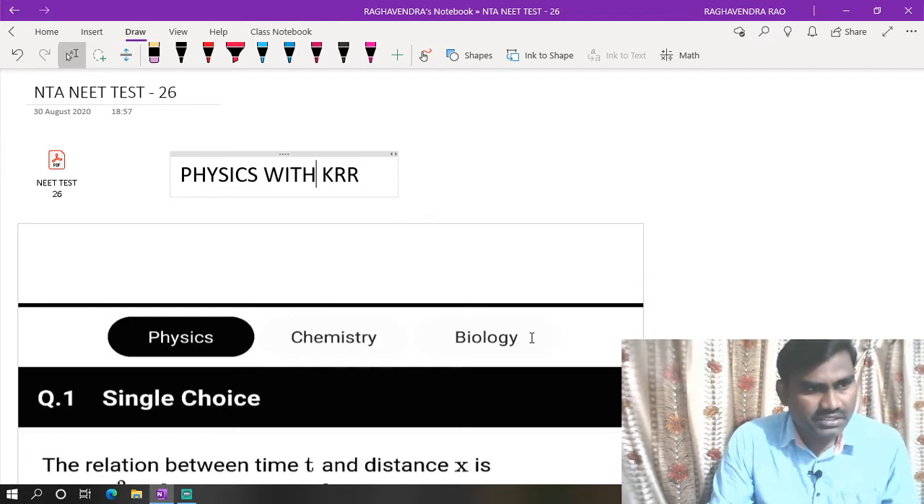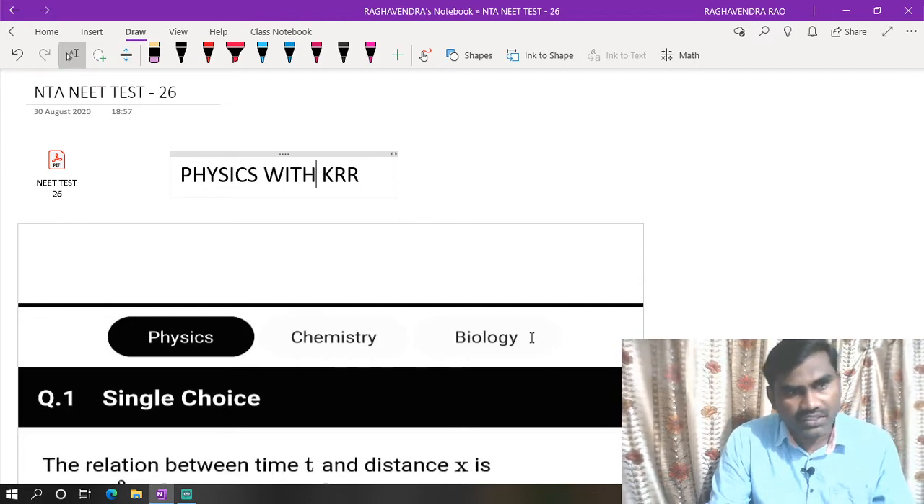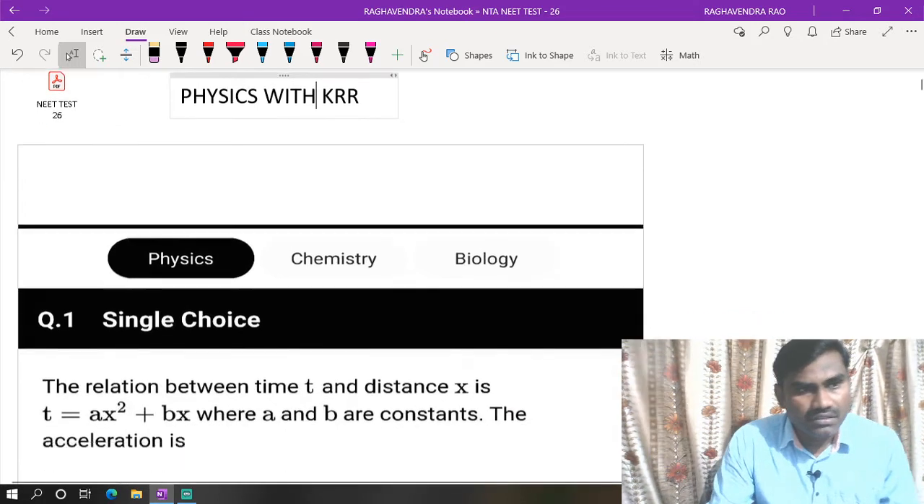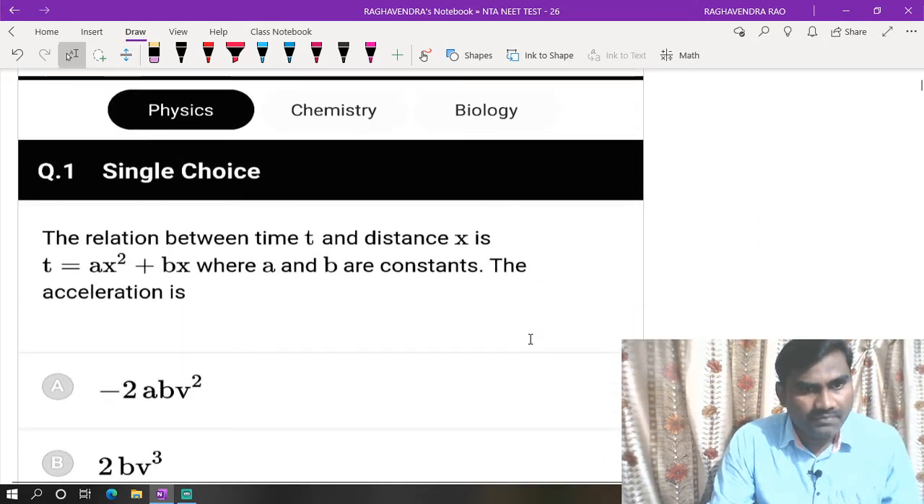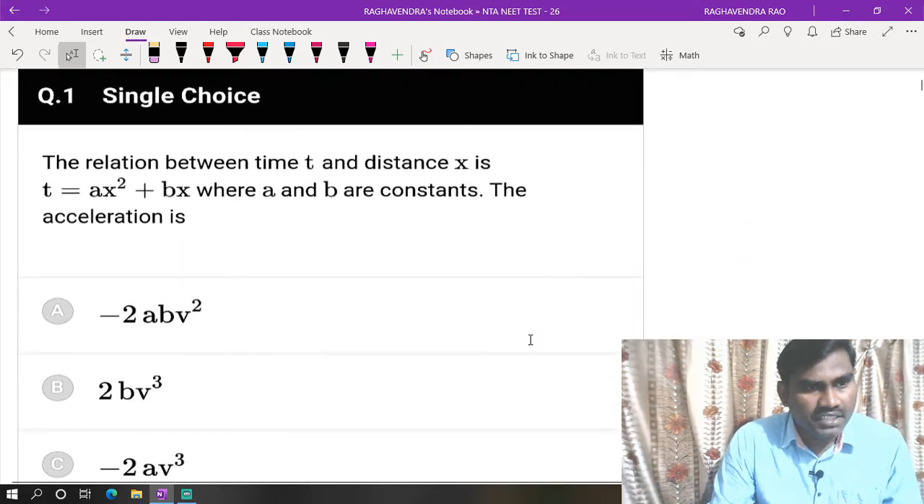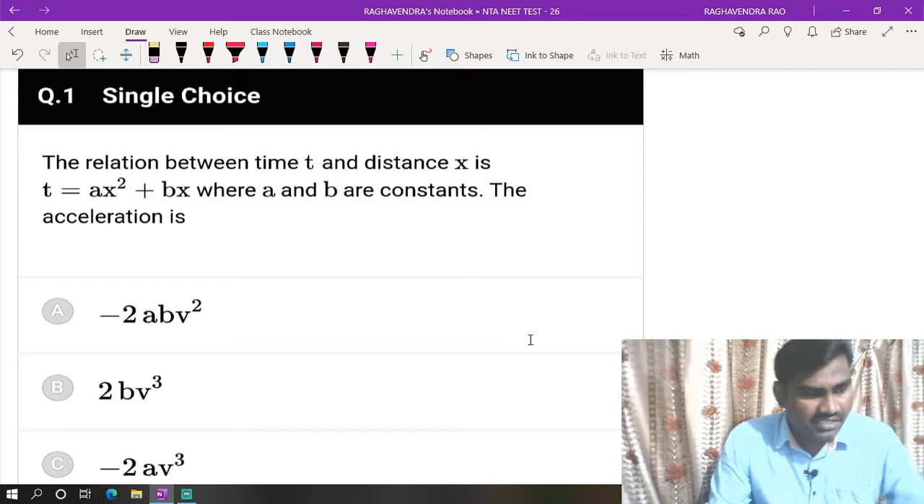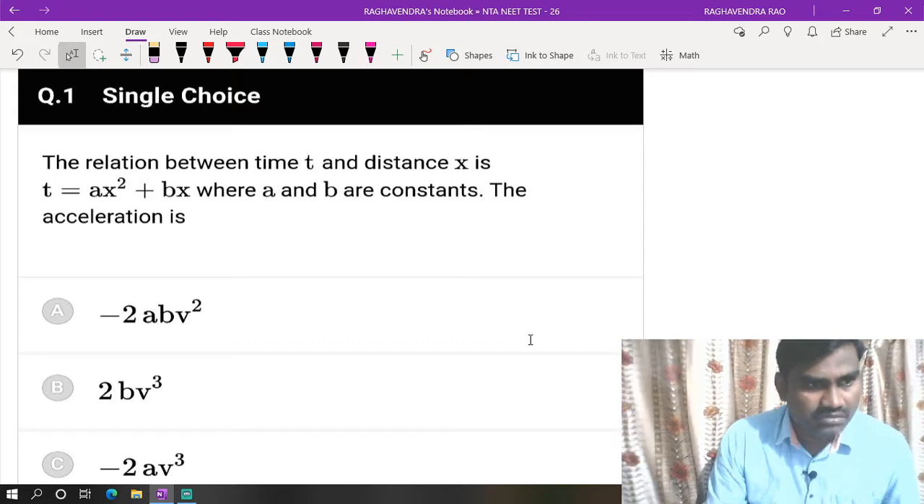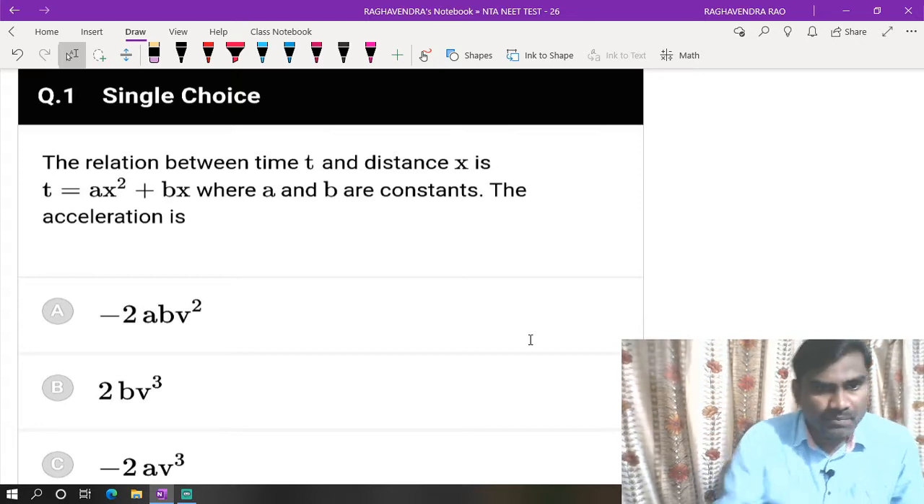Now we are going to discuss NTA NEET Test 26. Question number 1. The relation between t and distance x is given, where a and b are constant. The acceleration is? So this question is related to motion in a straight line.